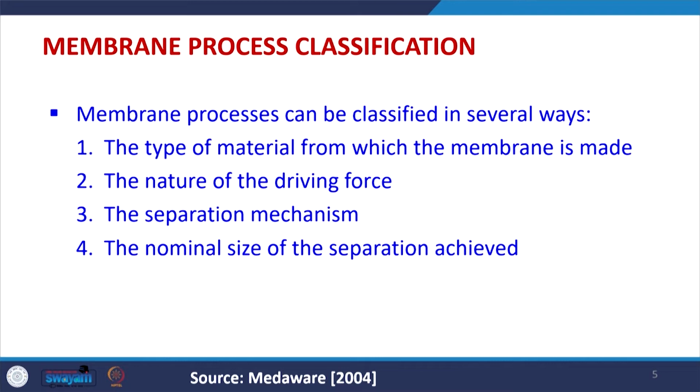Now, membrane processes can be classified in several ways. That will depend upon the type of material from which the membrane is made. It will depend upon how much pressure has to be sustained and what type of constituents have to be removed. So, we can have some functionalities on the membrane itself, which will help in degrading some of the pollutants and filtering some of the pollutants. So, we can classify membrane processes depending upon the type of material.